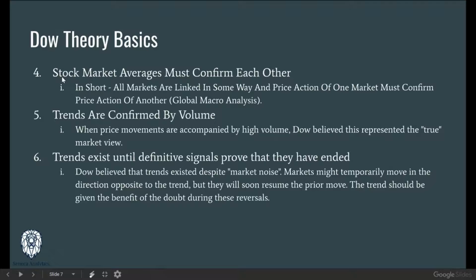The fourth principle is that stock market averages must confirm each other. So in short, what this means is that all markets are linked in some way, and price action of one market must confirm price action of another. And this is what's called global macro analysis.